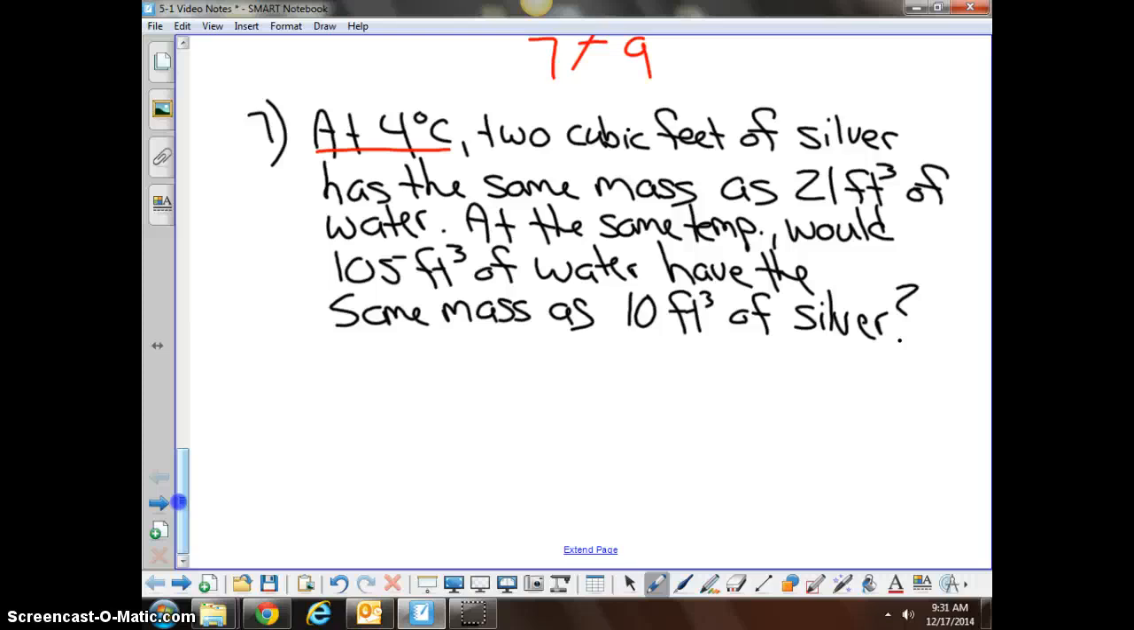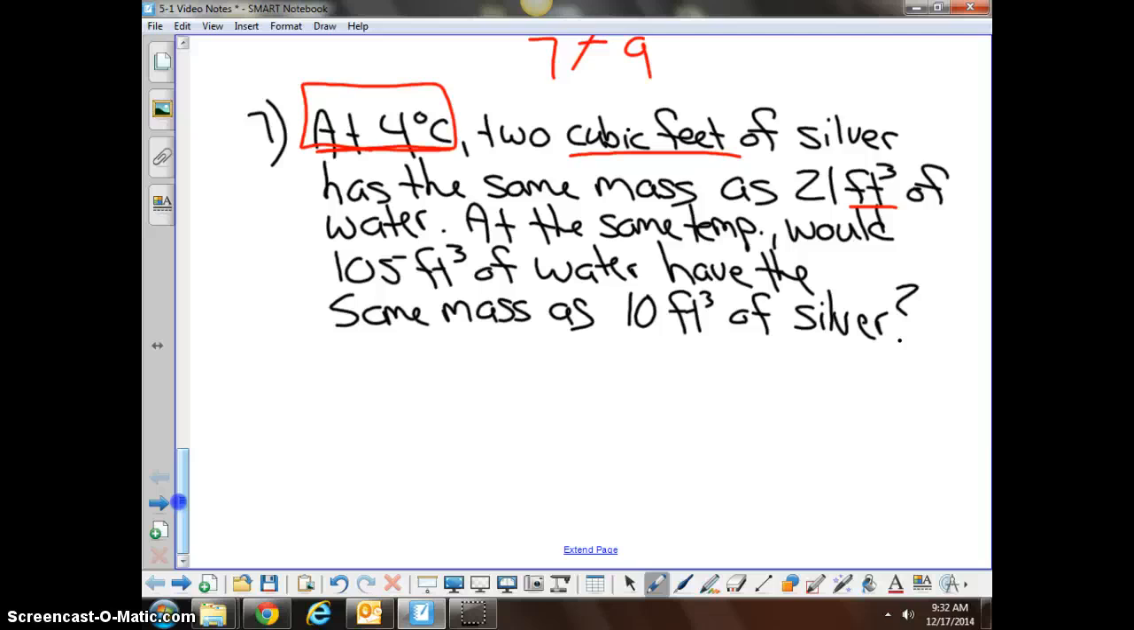At 4 degrees Celsius, 2 cubic feet of silver has the same mass as 21 cubic feet of water. Notice I express cubic feet as ft to the power of 3, and I express cubic feet with words. Both of them mean the exact same thing, just 2 different ways of doing it. So again, 2 cubic feet of silver has the same mass as 21 cubic feet of water when they're at a temperature of 4 degrees Celsius. Temperature makes a difference, as you know in science. Things freeze, things gain density, things lose density depending on temperature.